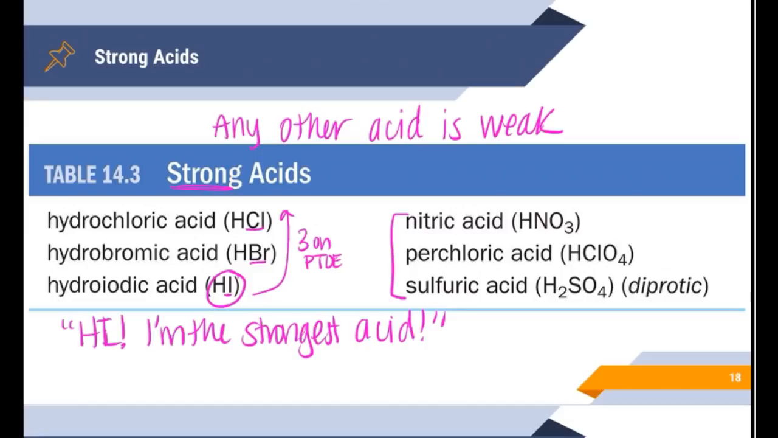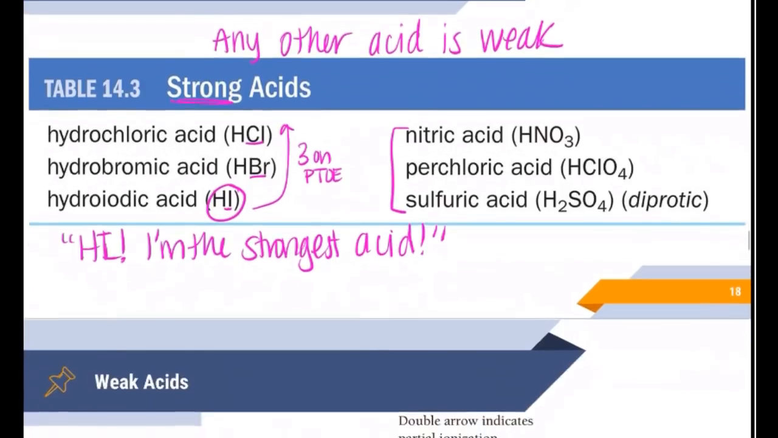They break apart completely. It doesn't mean that they are more dangerous than any other acid. It just means that when you have this in water, it will break apart completely, 100%. It will never go back. It will always just do the acid thing, which is donating a proton.